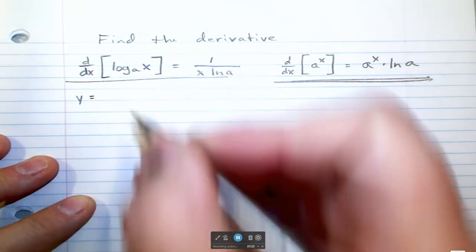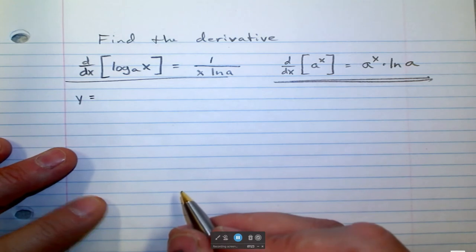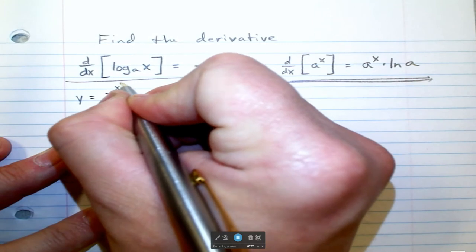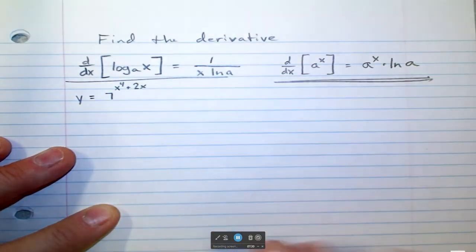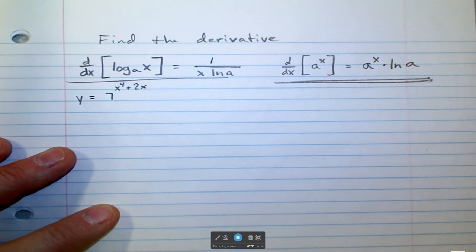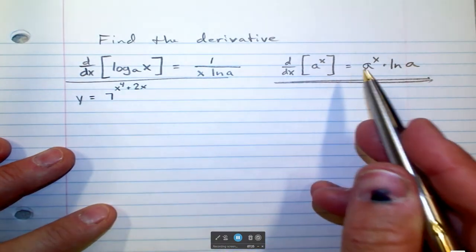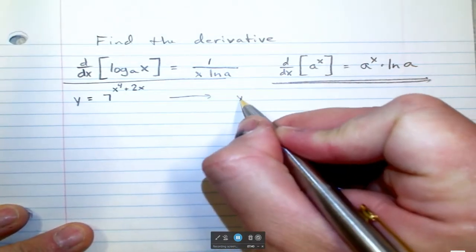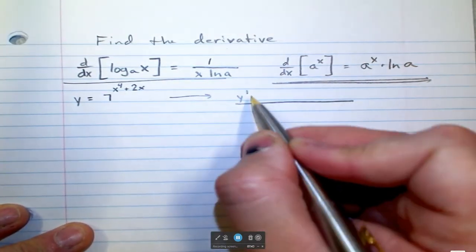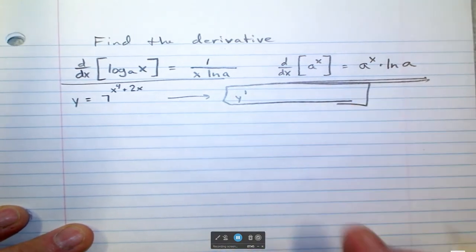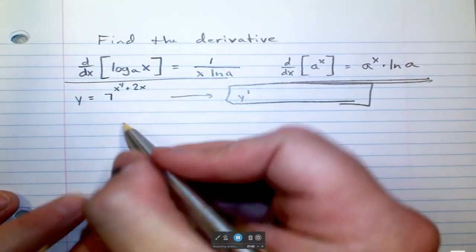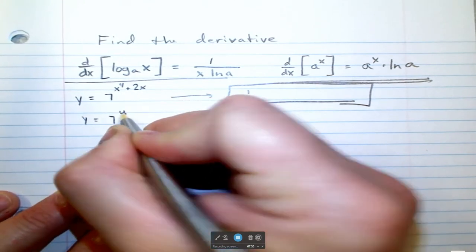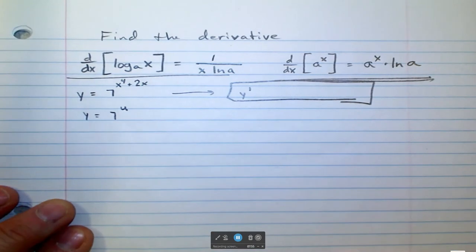So y equals 7 to the x to the 4th plus 2x, okay? So of course this is in this form. And of course we want to find y prime. So there's our answer, y prime. So what do we need to see this as? We need to see this as y equals 7 to the u. Okay, 7 to the u.